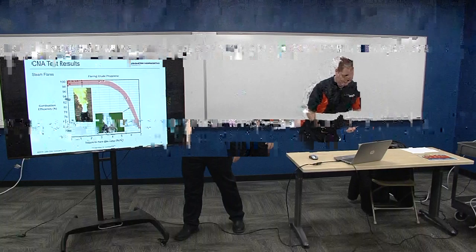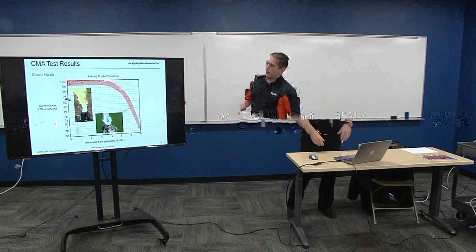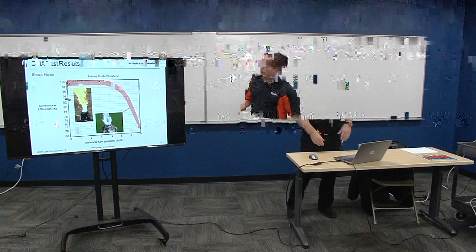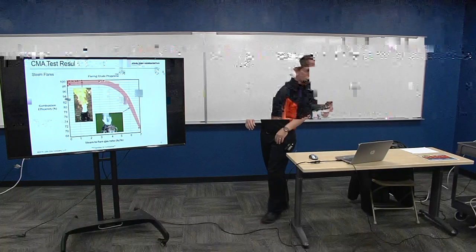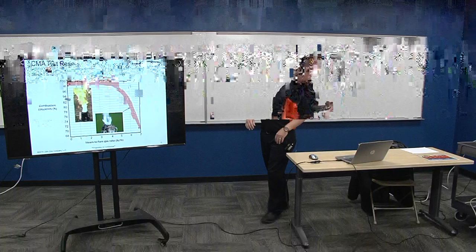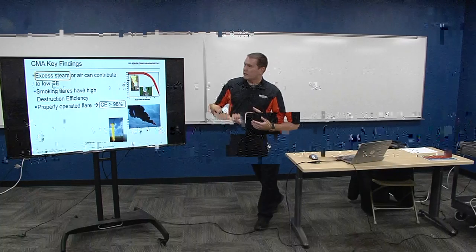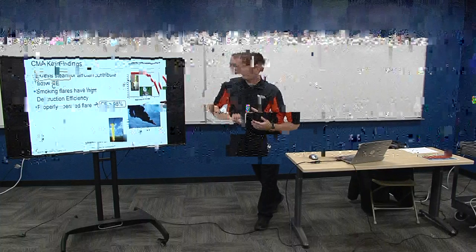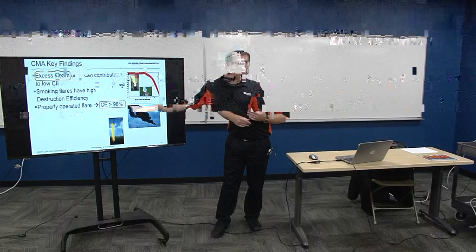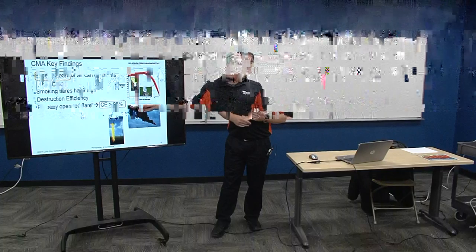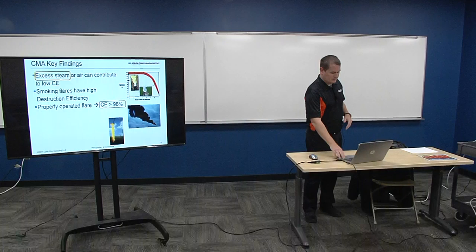But it's kind of odd that all this was published in 1982, that oversteaming of the flares is a real issue. But that's all right. So again, the CMA's findings were that excess steam can contribute to low combustion efficiency, and for a properly operated flare, the EPA decided above 98% was a good number for flare operation.